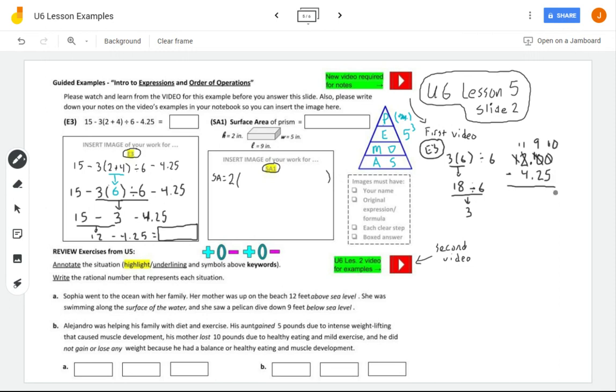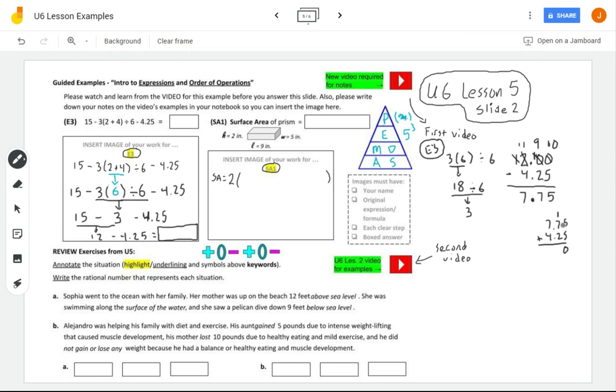10 take away 5 is 5. 9 take away 2 is 7. Decimal. 11 take away 4 is 7. And then since I did a lot of complicated work here, I'm going to make sure that I'm correct by checking by inverse. 7.75 plus 4.25.